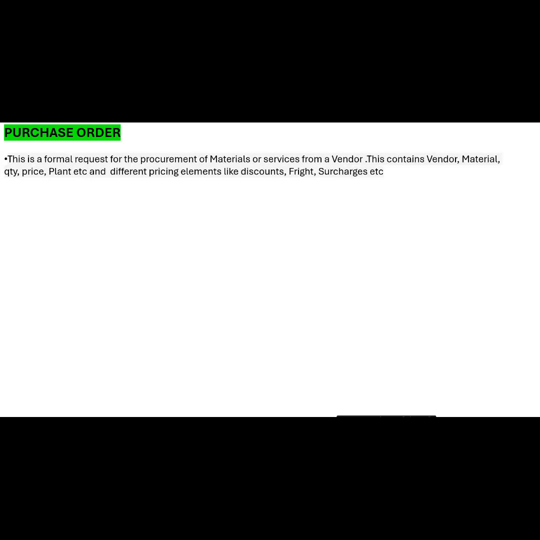So first of all, what is a purchase order? What is a purchase order actually? A purchase order is a formal request for the procurement of a material or services from the vendor. This contains vendor, material, quantity, price, plant, etc. And it also consists of pricing elements like discount, freight charges, surcharges, etc.